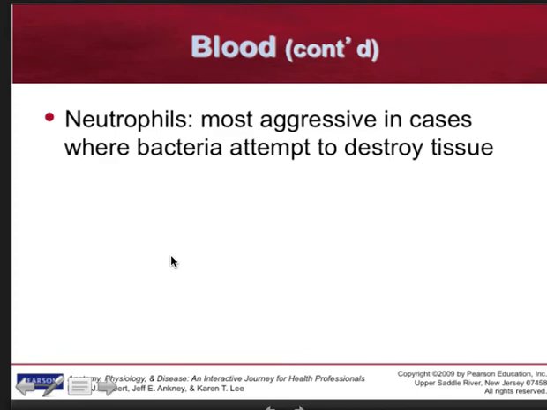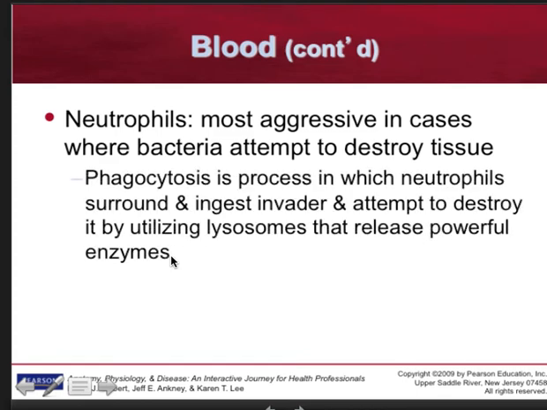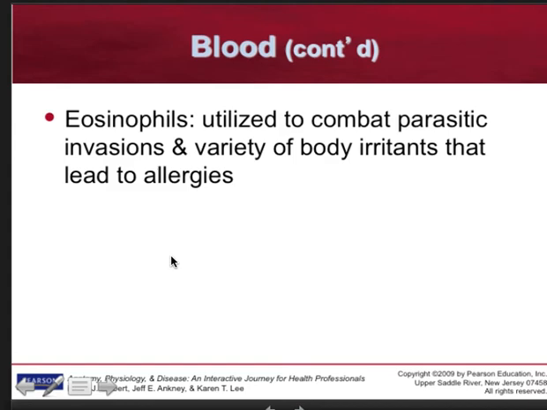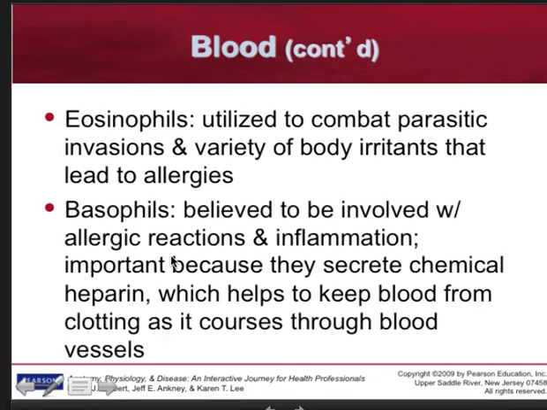So the neutrophils are the most aggressive in cases where bacteria attempt to destroy the tissue. They engage in phagocytosis, where they surround and ingest the invader, close him up in a vesicle, and blast him into 1,000 pieces using lysosomes to help. And as the infection occurs, your body produces higher than a normal number of neutrophils. Eosinophils combat parasitic infections, and they also rid the body of allergens. And basophils are involved with allergic reactions and inflammation.